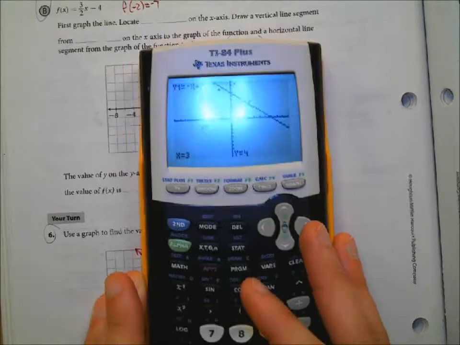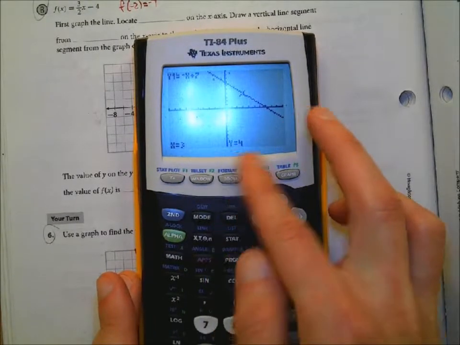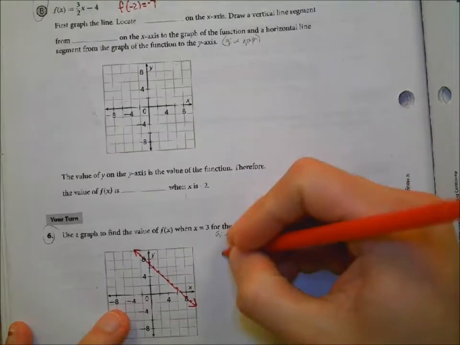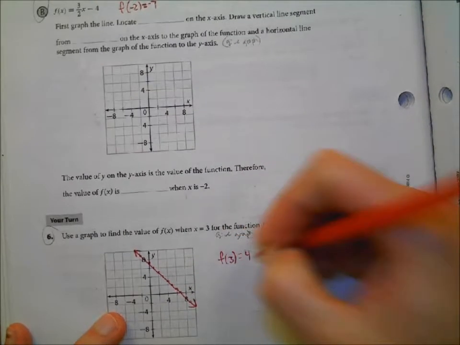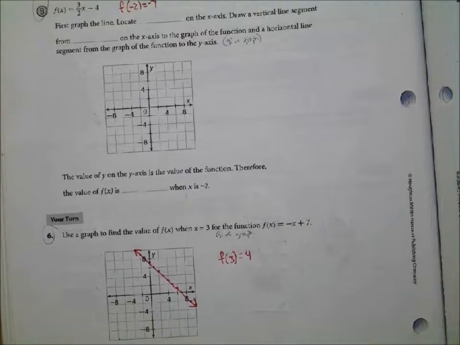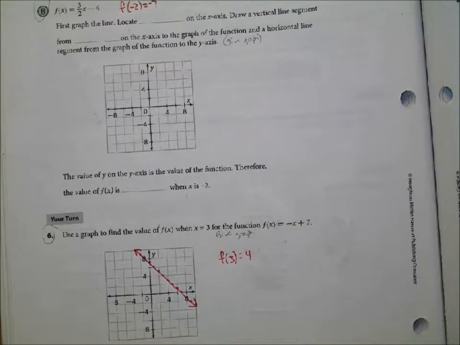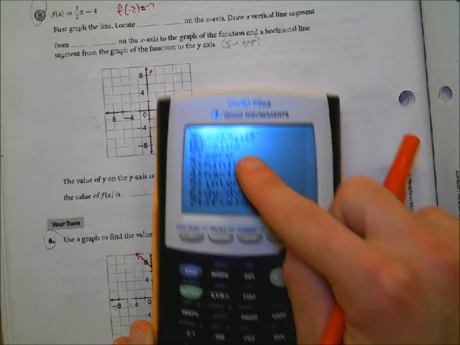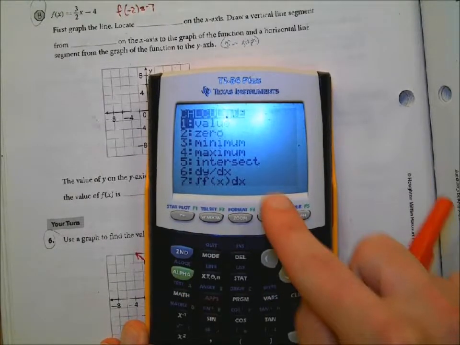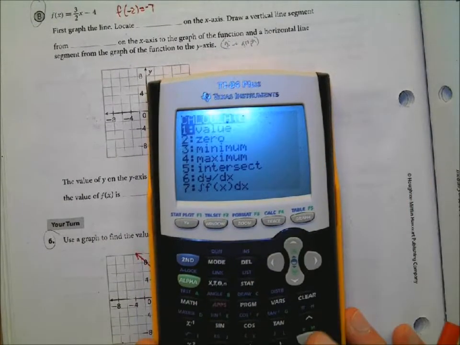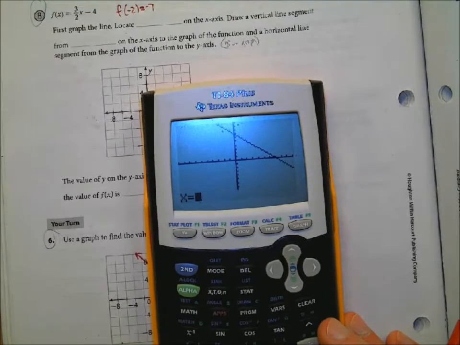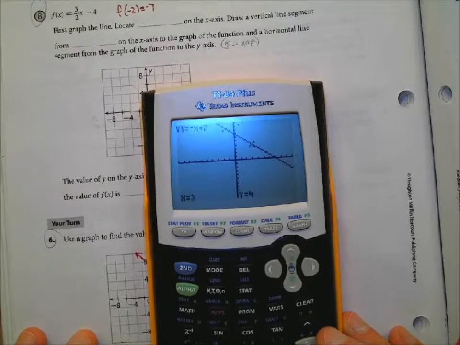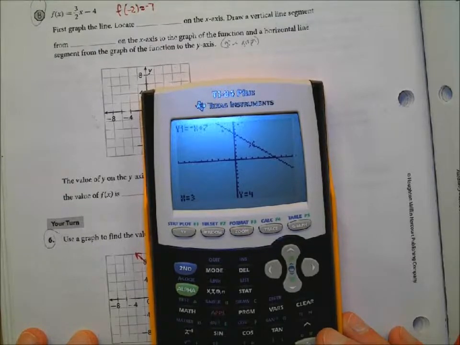Okay, there you go. 3, 4. So what does that mean? F of 3 equals 4. Value is second trace, and then there's value. Second trace gets you to the value right there. Hit enter, and then type in the x value that you want to find the matching y value for. So 3 in this case. So 3, 4. All right, thank you, Matt.